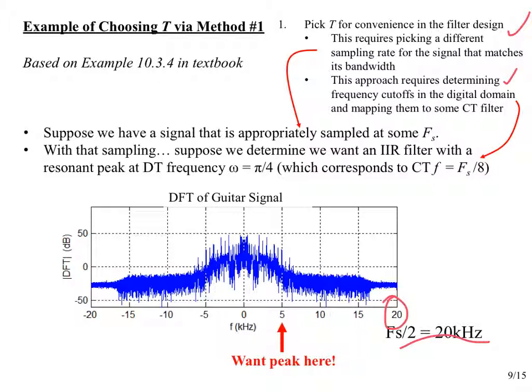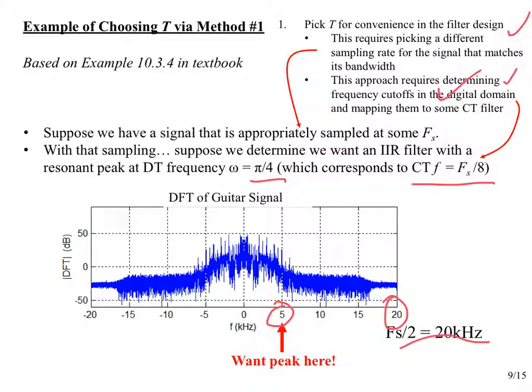And so suppose that given this signal, our job is to design some sort of resonant peak filter. We looked at that example in one of our earlier set of notes when we were learning about MATLAB processing. So here's our 5 kilohertz. We can look at pi over 4, which will correspond to Fs over 8. So here is the idea of determining our frequency cutoffs in the digital domain.